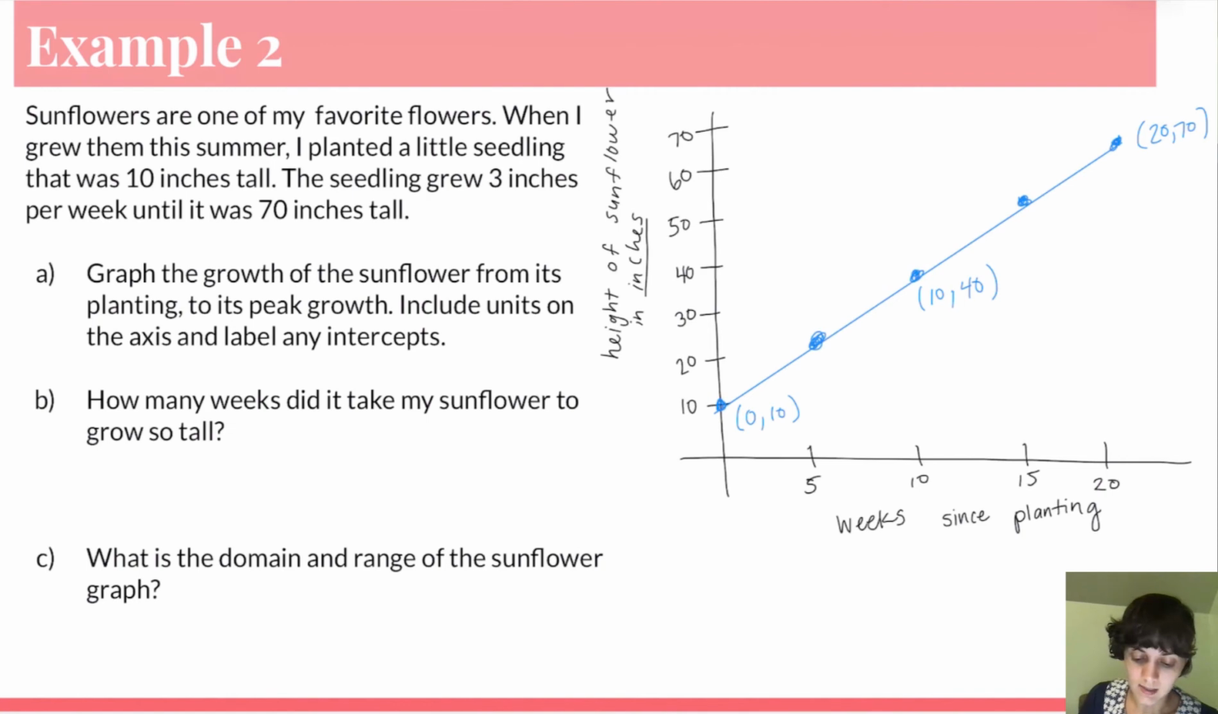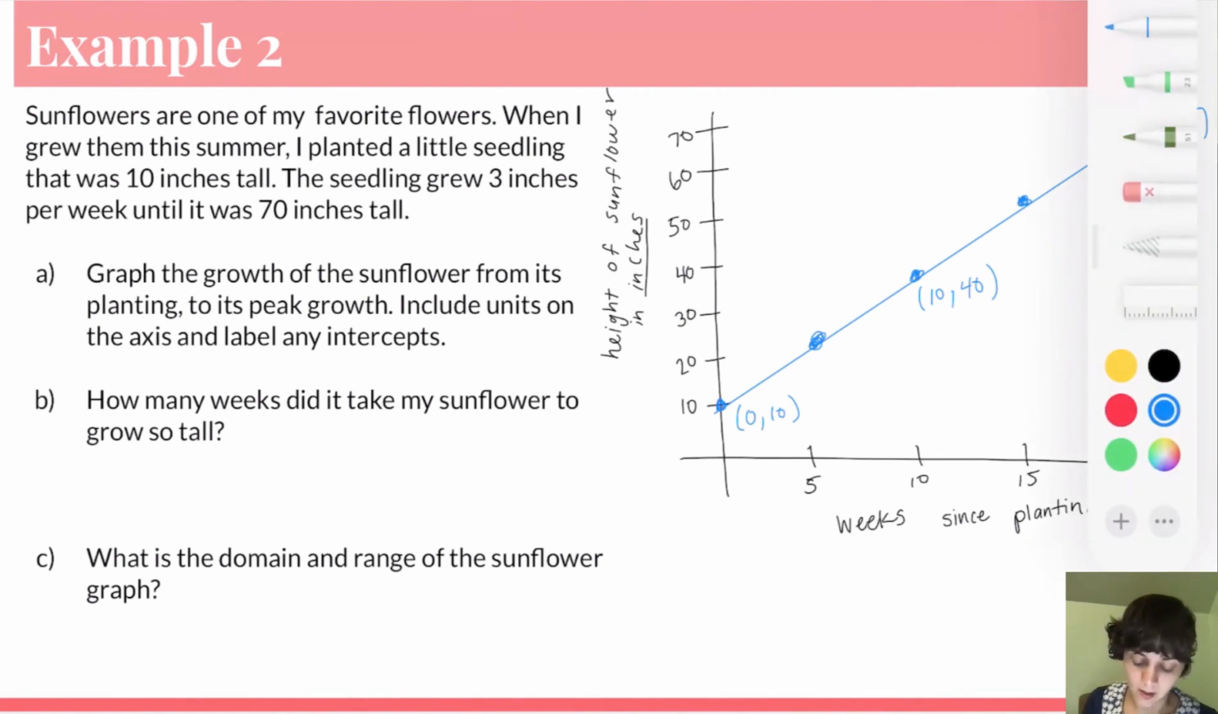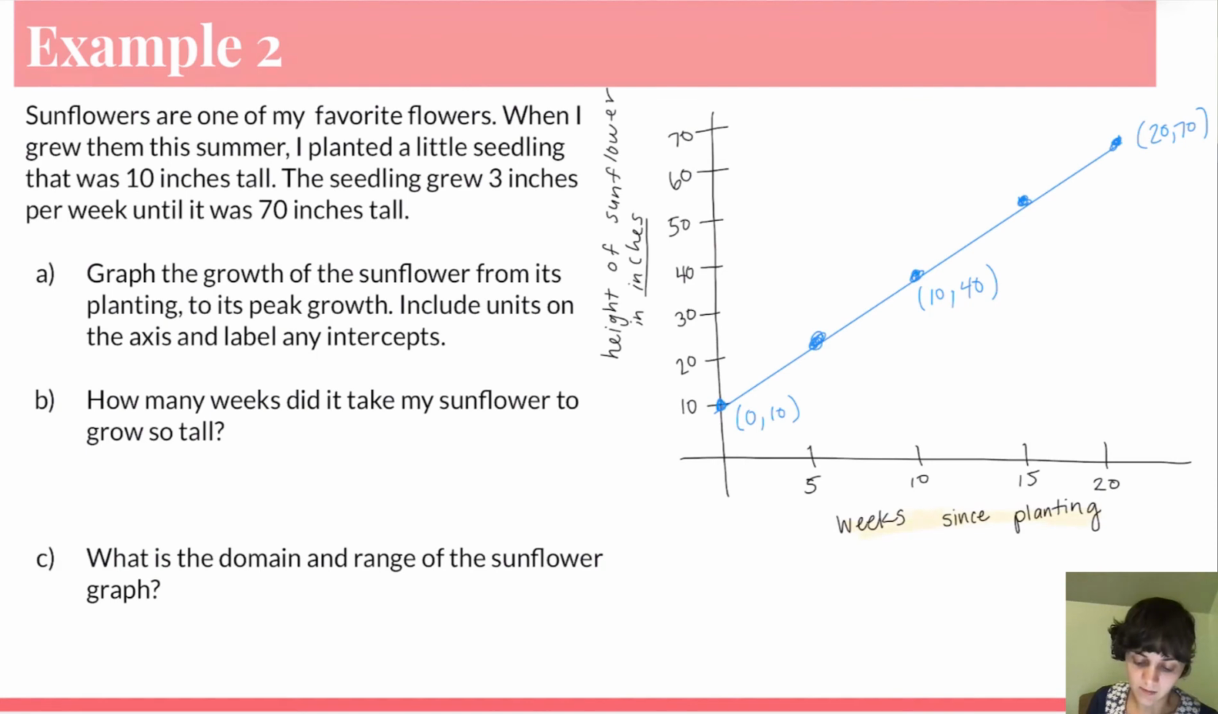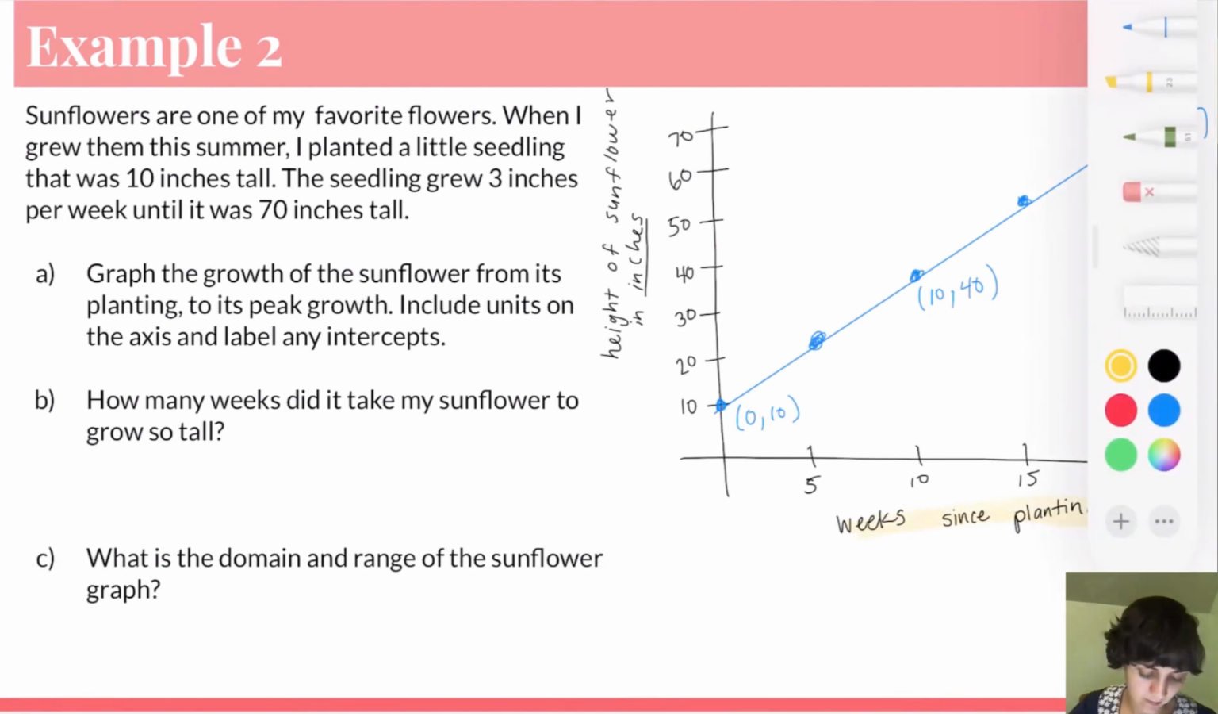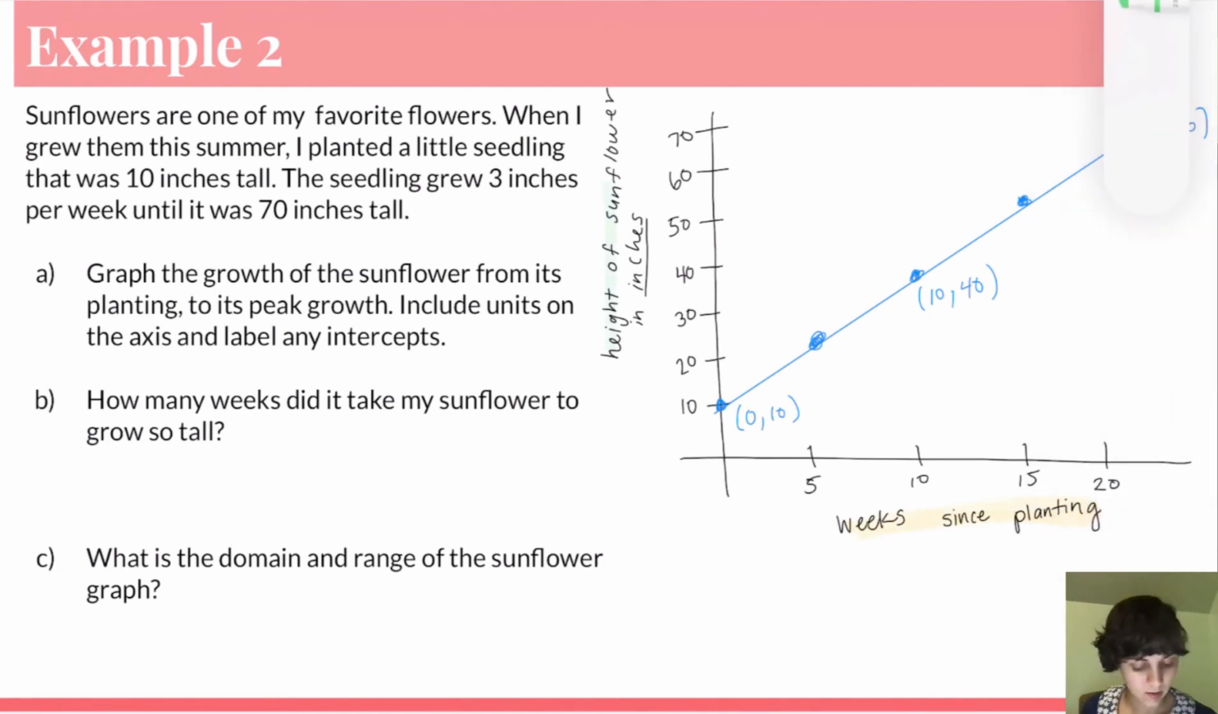Some other important things to have is we should have our independent variable, the week since planting. We should have our dependent variable, which is the height of the sunflower in inches. So it's important to have those labels there.